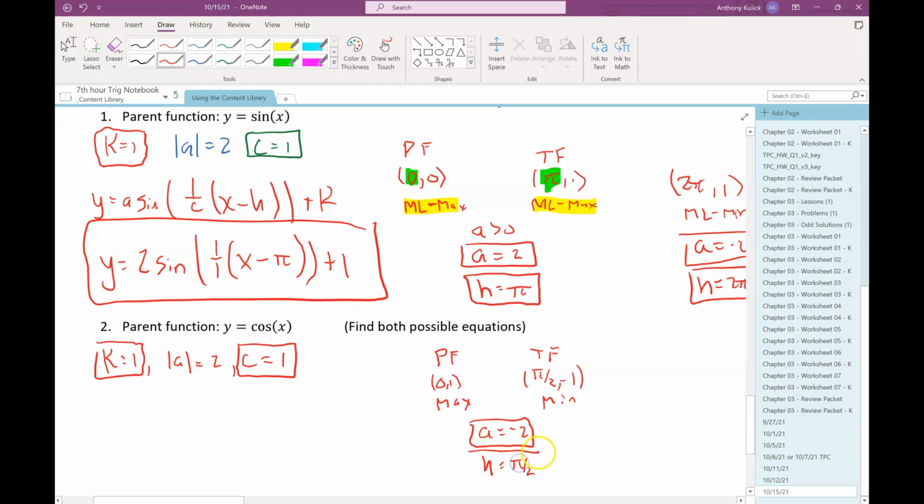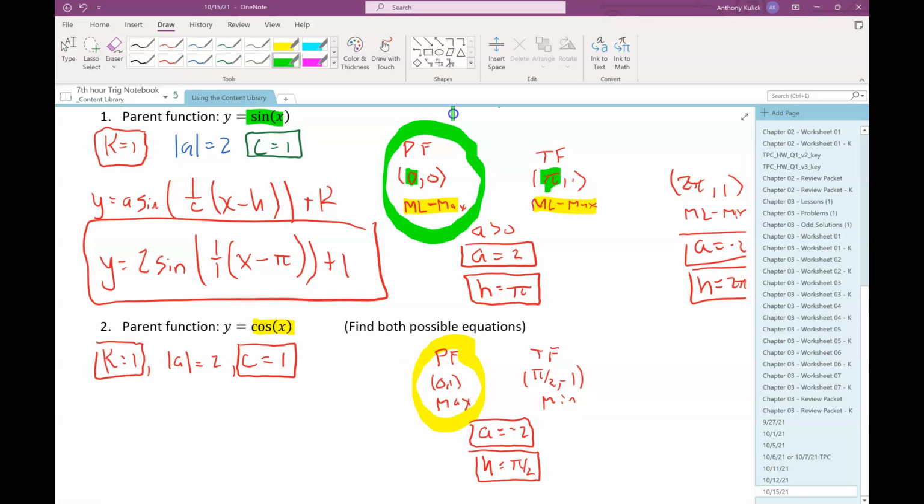Okay, is the parent function point (0, 1) always a max? Because we're using cosine, we're going to use this. And (0, 0), because we're using sine, we're going to use that. That part is always the same. If you're using sine and you're using that point, it's always that type of midline point. If you're using cosine and you're using that point, it's always a maximum.